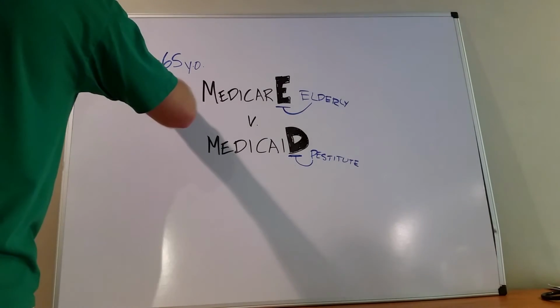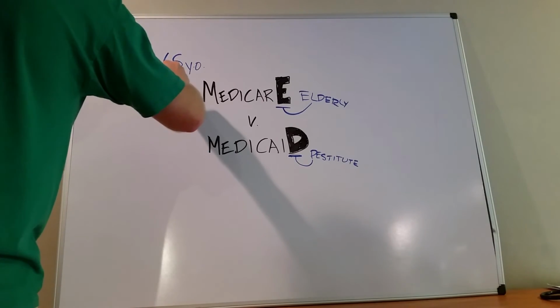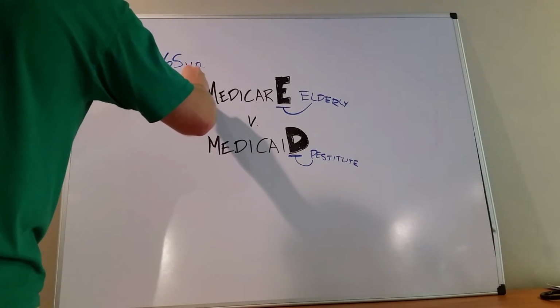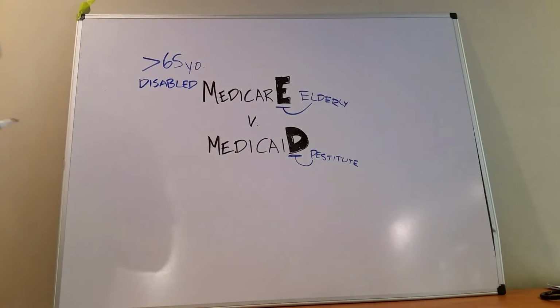The other one is if you're disabled. So if you are deemed by the government to be unable to work for whatever reason, let's say you are a quadriplegic or something like that, well, that person can't very easily work a job, so they will qualify for Medicare.